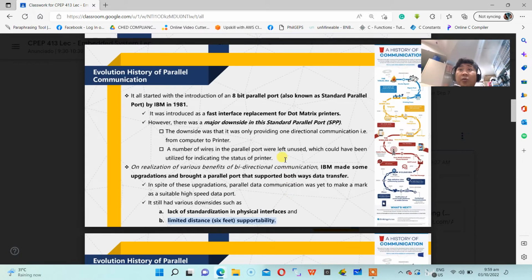Okay, the longer the wire, what happens? The longer the wire, there are more interferences that happen. The more interferences that happen, the data will be distorted, meaning the data will not be as exact as what you intend to transmit. Okay, so that's the problem. In this case, the supportability is only 6 feet.